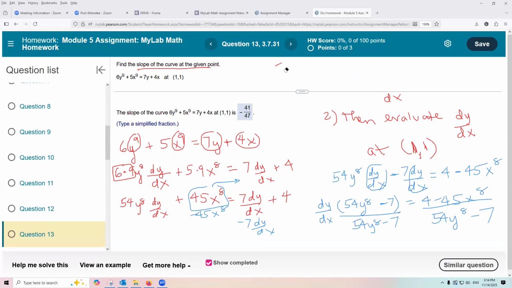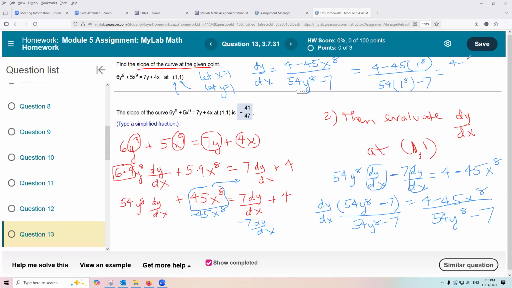All right, so let me come up here. We just found dy/dx. All we have to do now is plug in the x and y values that they gave us. So our expression is 4 minus 45x to the 8 over 54y to the 8 minus 7. But we're going to let x equal 1, y equal 1. So in this expression, I'll let x equal 1 and y equal 1. This is going to be 4 minus 45 times 1 to the 8th, over 54 times 1 to the 8th minus 7. So it looks like that's going to be 4 minus 45 over 54 minus 7.